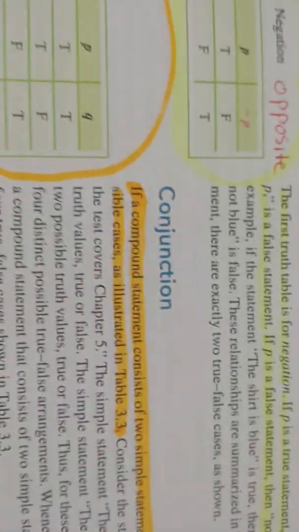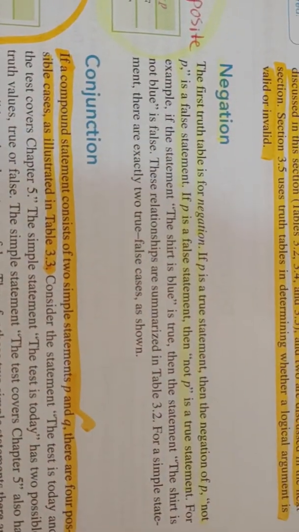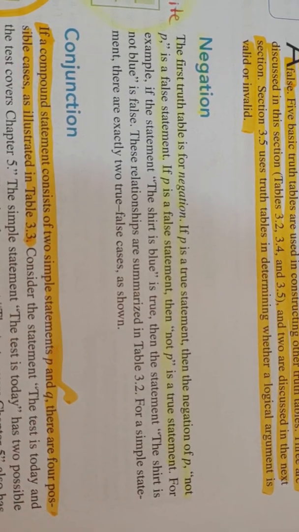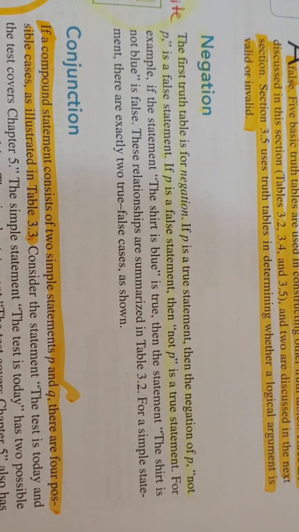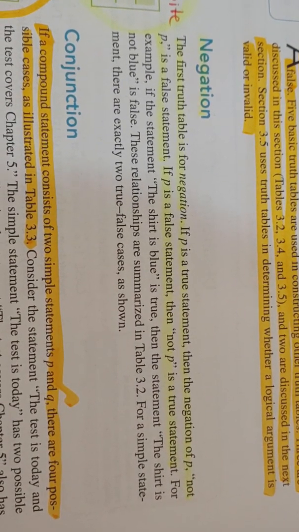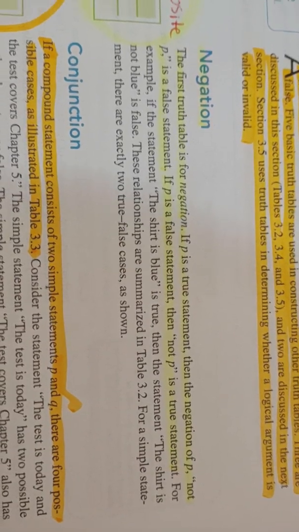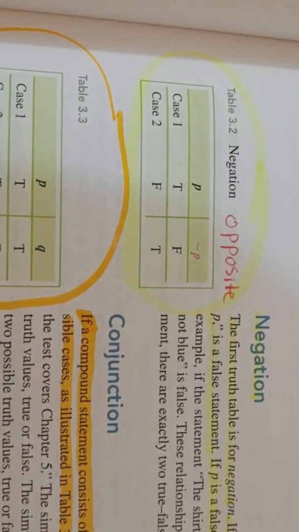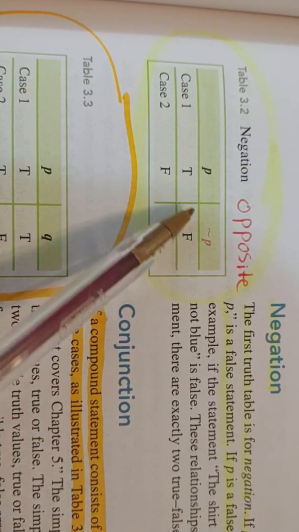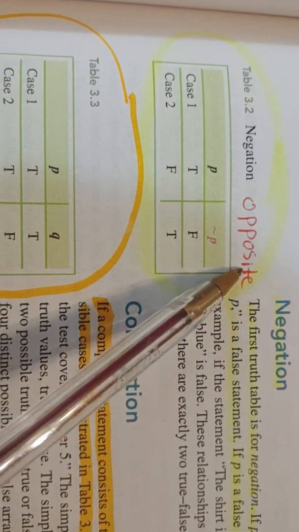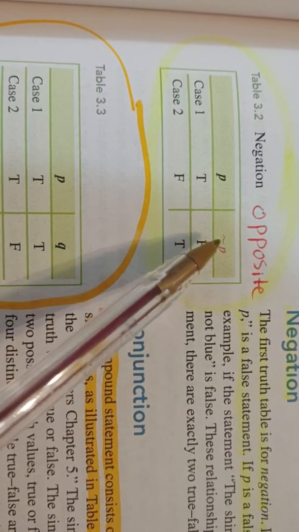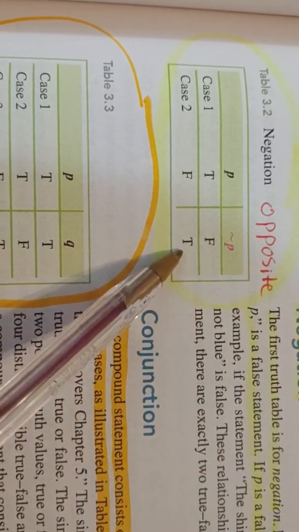All right, so negation, which again is not, and so the first truth table is for negation. If P is true, a true statement, then the negation of P, not P, is a false statement. If P is a false statement, then not P is a true statement. So here's how it works. If the original P statement is true, then the negation of P, which is the opposite, is false. If the original P is false, then the negation of P is true.